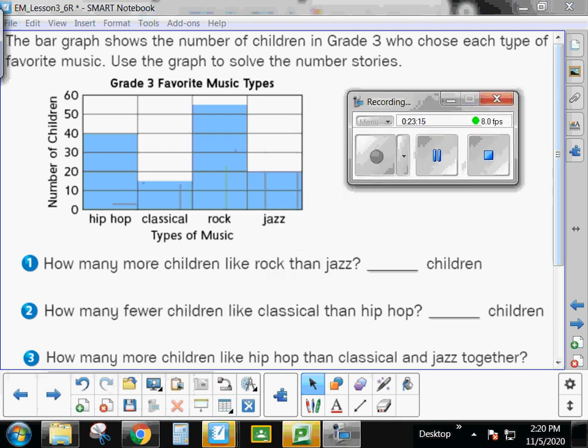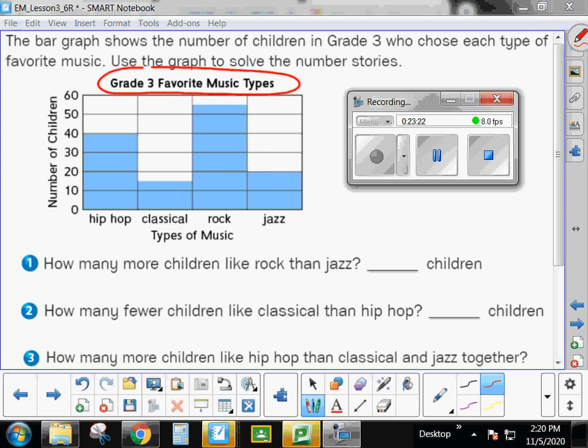All right, so they gave us a bar graph here. I always like to look at the title of my bar graph so I know what's going on. It's about grade 3 favorite music types. And when I look down here, I see there's hip hop, classical, rock, and jazz. That's my types of music. And I see my scale over here. It's really important to pay attention to your scale. I know that the numbers stand for the number of children, and it's counting by tens: 0, 10, 20, 30, 40, 50, and 60. So my scale is counting by tens. That means each one of these spaces is worth 10.